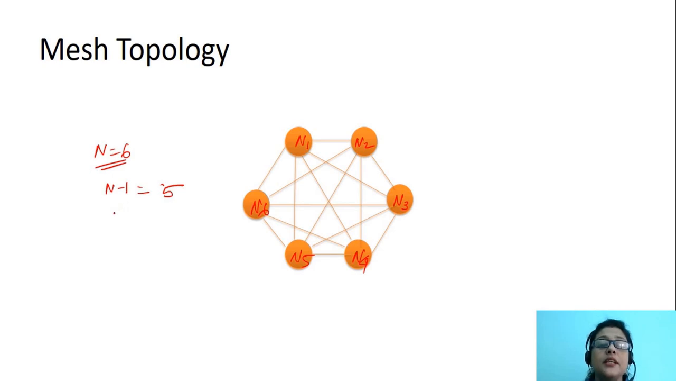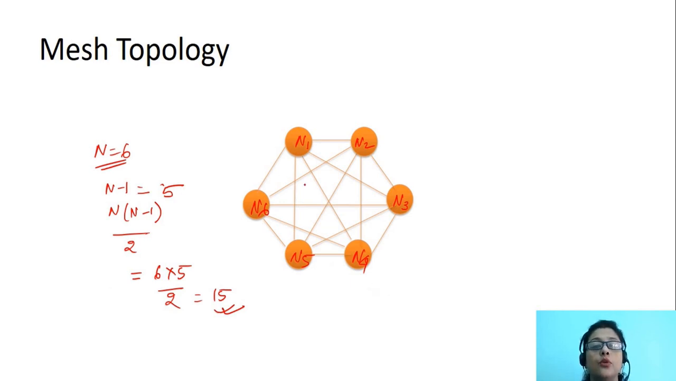And how many dedicated connections are there? N into N minus 1 by 2. So it comes out to be 6 into 5 by 2 equal to 15. So 15 dedicated channels are there for data transmission from one node to the other node. So here we can see these are all the dedicated bidirectional channels.